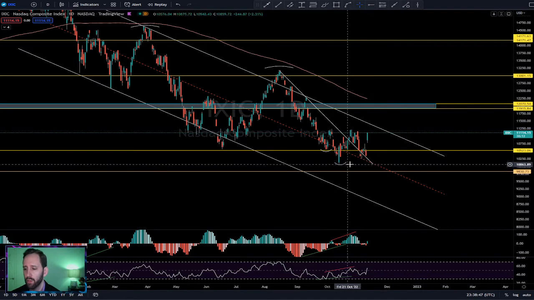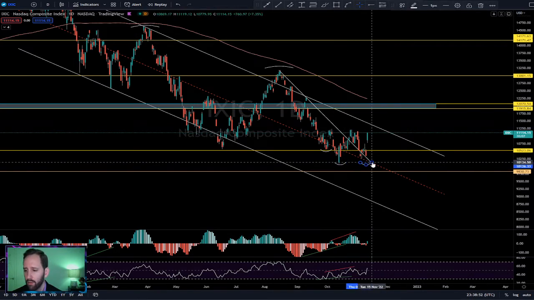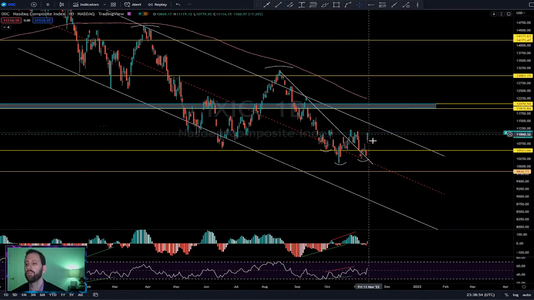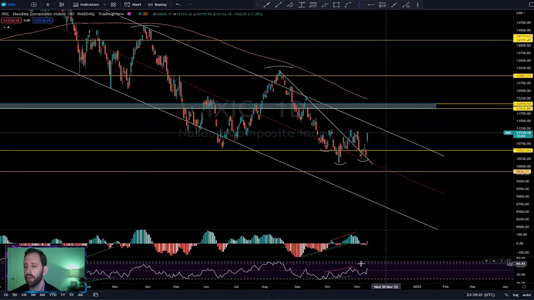And if you look, this is another higher low confirmed. Impressive. Positive momentum beginning to build, approaching the bullish control zone and out of neutral on the daily for the Nasdaq.